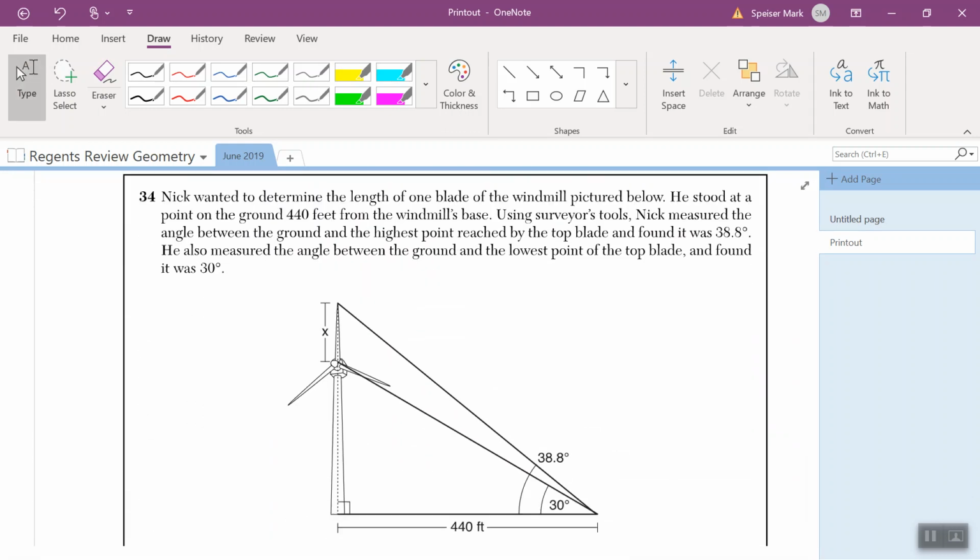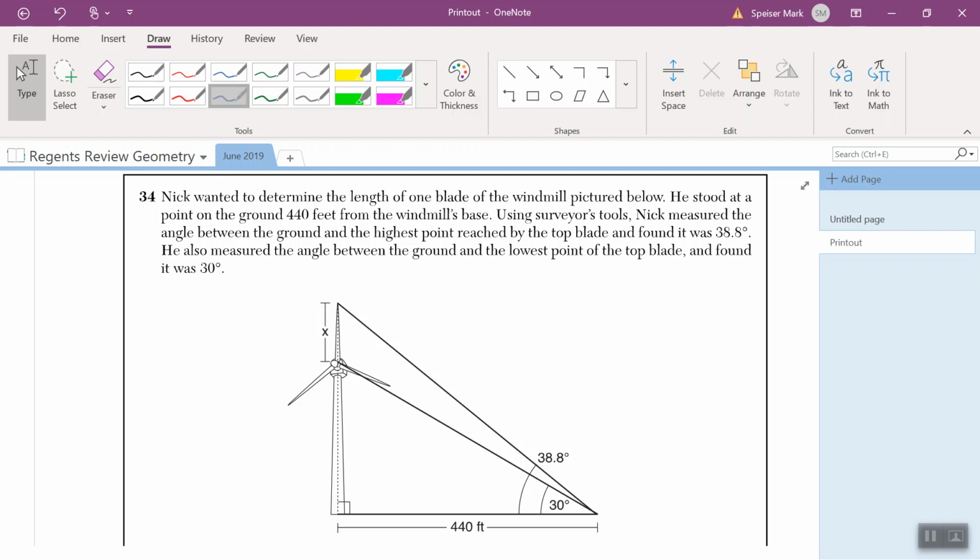Nick wanted to determine the length of one blade of the windmill pictured below. He stood at a point on the ground 440 feet from the windmill's base. Using a surveyor's tool, Nick measured the angle between the ground and the highest point reached by the top blade and found that it was 38.8 degrees. He also measured the angle between the ground and the lowest point of the blade. It was 30 degrees. Determine the length of the blade, to the nearest foot.